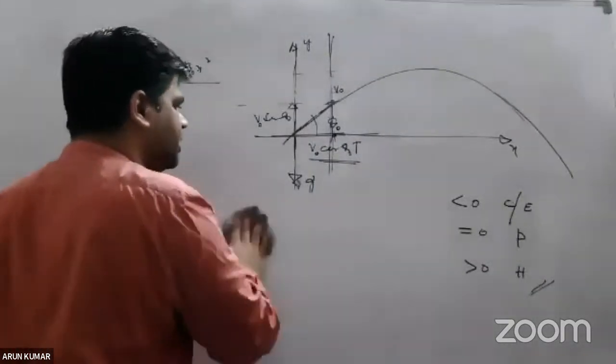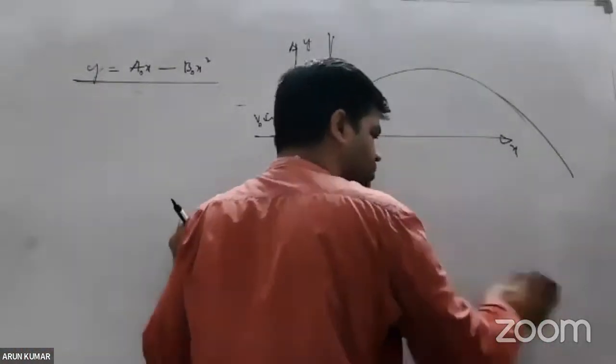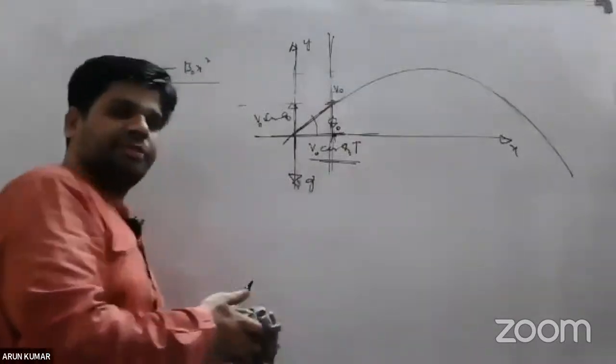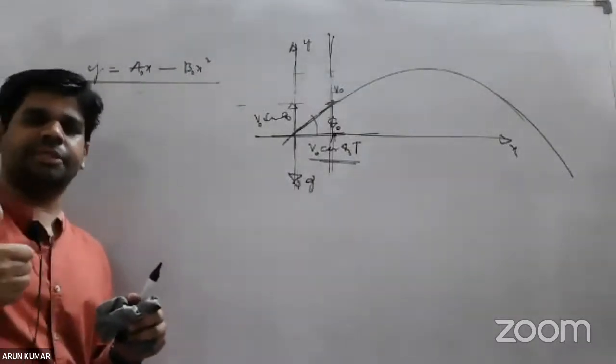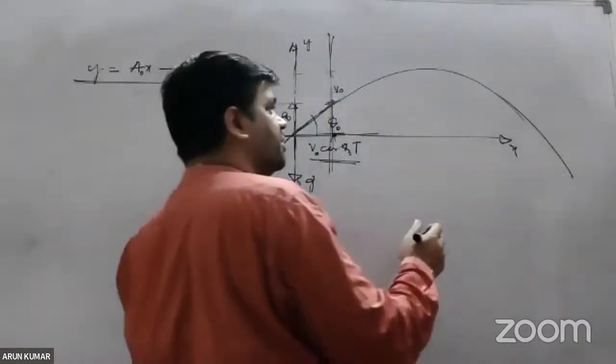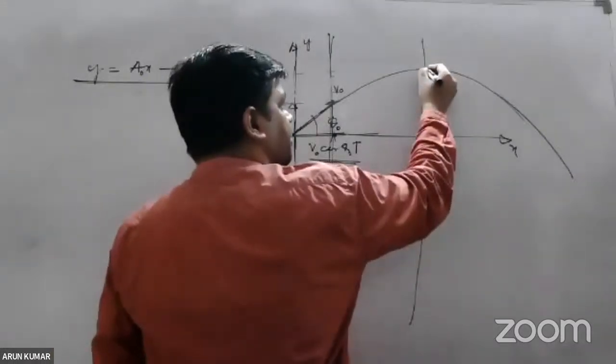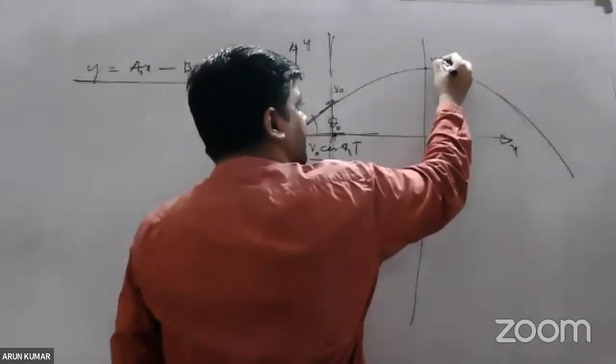Parabola has something called axis of symmetry. All right. Parabola is a line symmetric function. There are two kinds of functions: line symmetric functions and point symmetric functions. Parabola is a line symmetric function. What does it mean? I will have a line passing through this peak point, which is called the vertex.